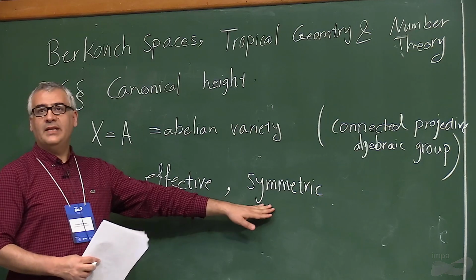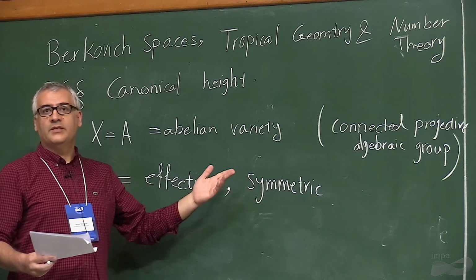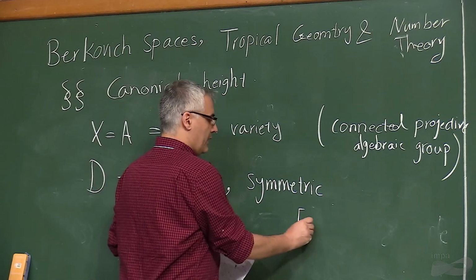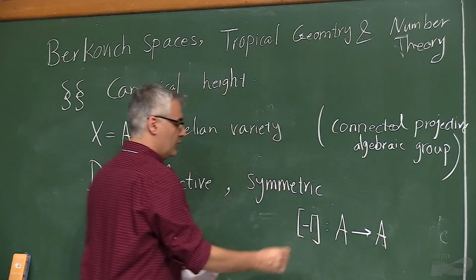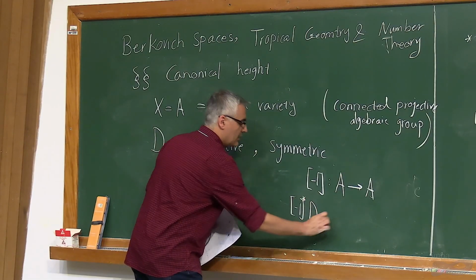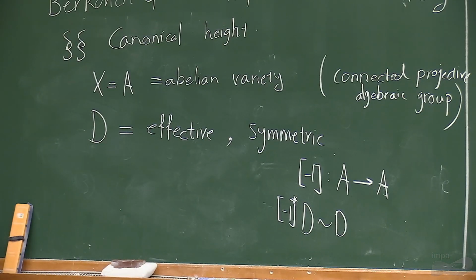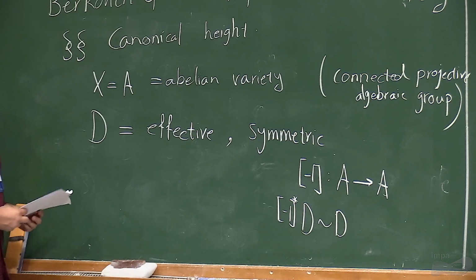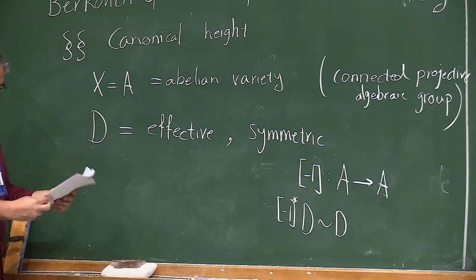What is symmetric? For abelian varieties, you have a group. You have multiplication by -1. So you can imagine what symmetric should be. You have the multiplication by -1 map from A to A. And you would require that if you pull back your divisor, you get something equivalent to your divisor. Or in the language of line bundles, the pullback should be isomorphic to the original line bundle. It's some notion of symmetry which hopefully makes sense from your intuition on symmetry.